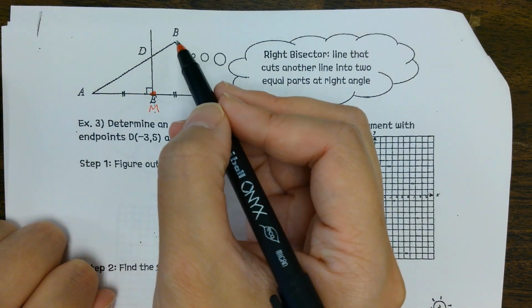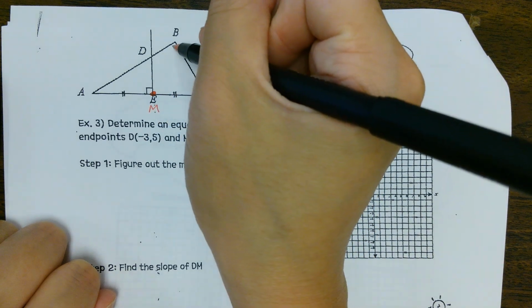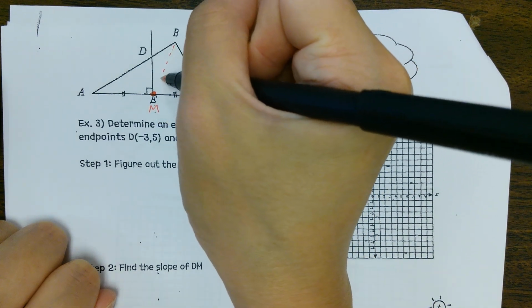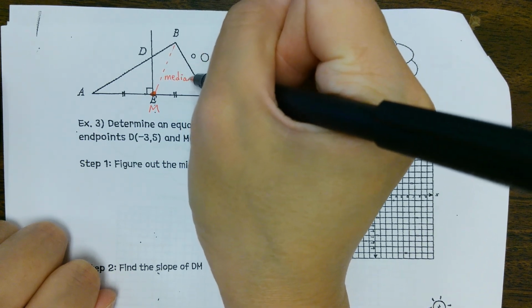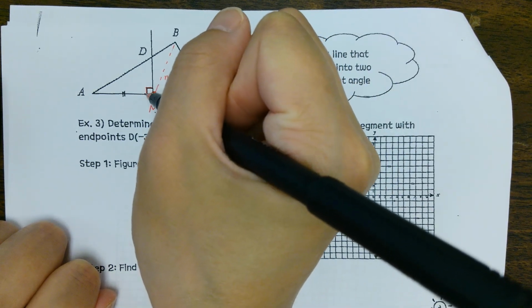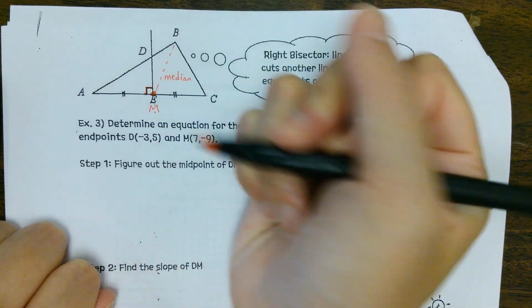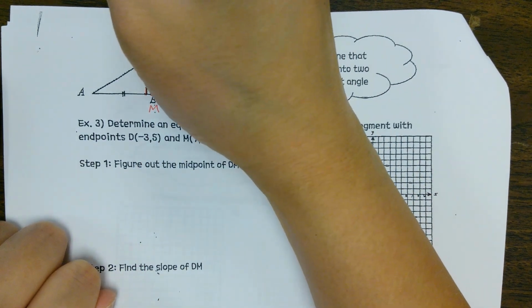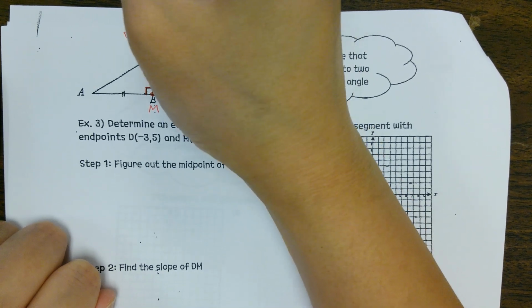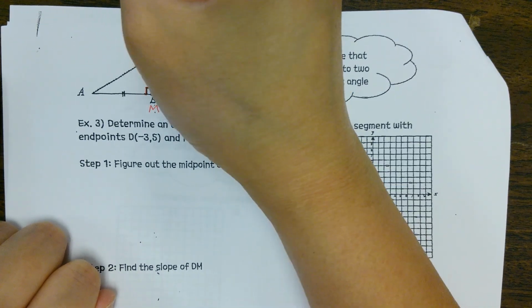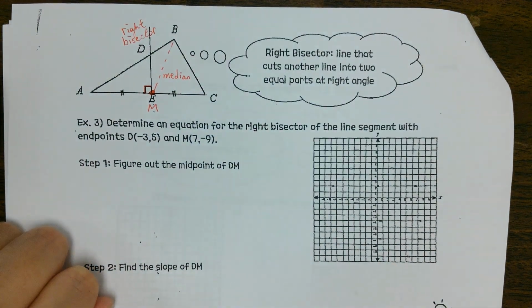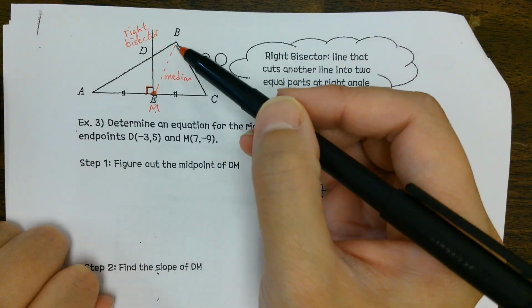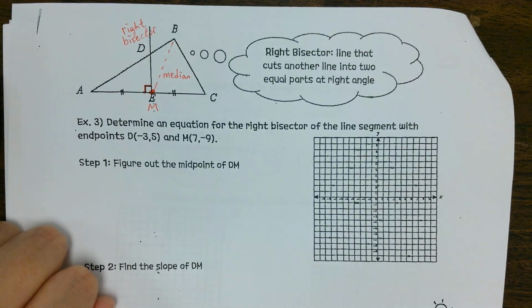Now notice I don't go to the point B. If I go to point B, this red line is the median. And if I draw a straight line up at a 90-degree angle, this is called my right bisector. So you need to know the difference between these 2 lines. And again, on the test, I will ask you to find the equation of a median. I will ask you to find the equation of a right bisector. So you need to know which one I'm referring to.